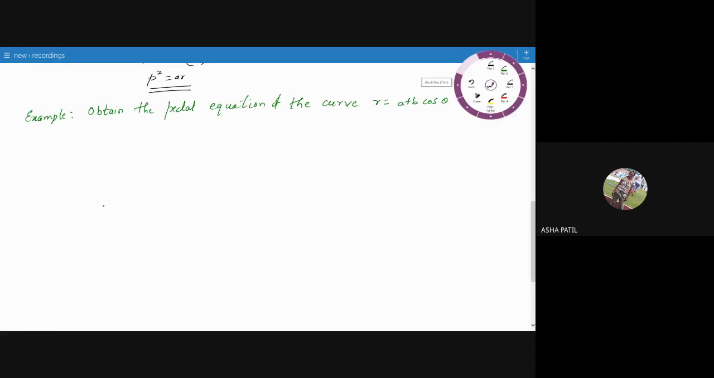So again, we have to find the pedal equation for this curve, r equal to a plus b cos theta. Let us again take log on both sides.